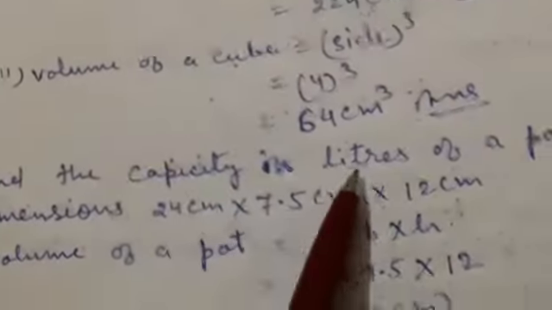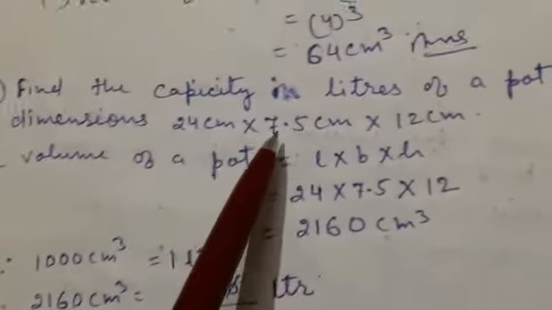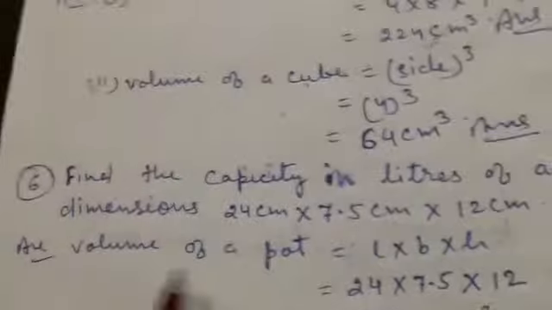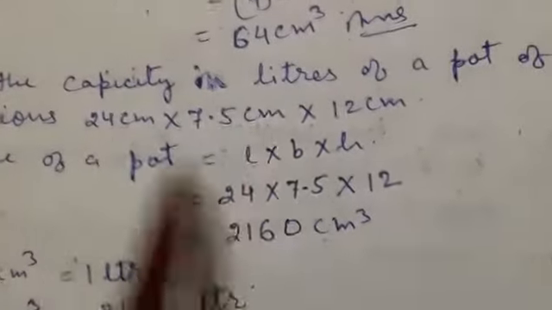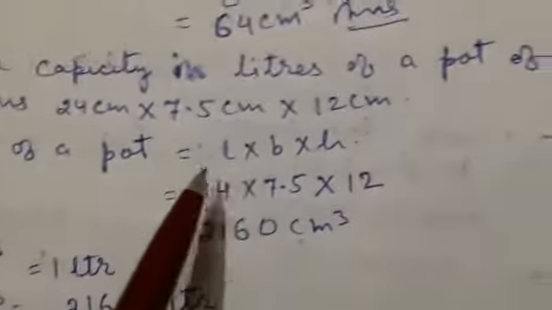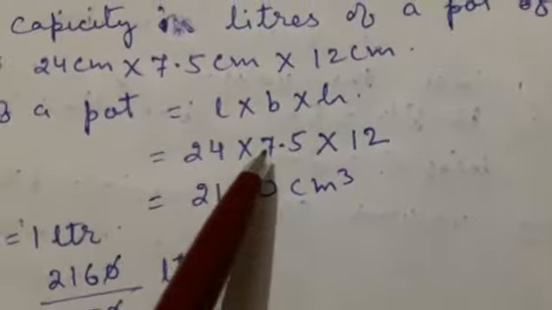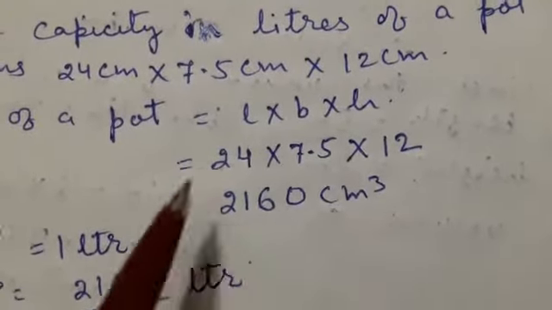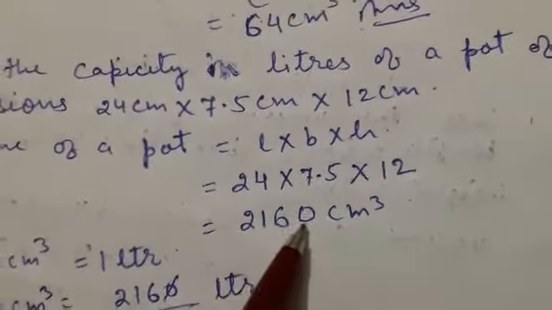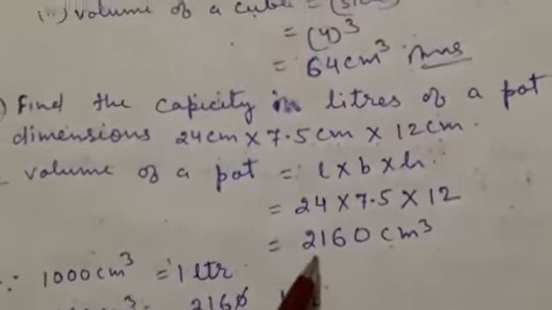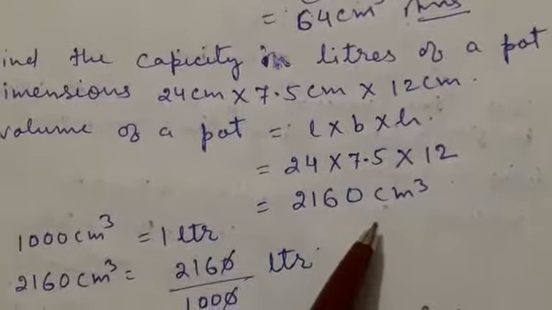Find the capacity in liter of a pot of dimension 24 centimeter into 7.5 centimeter into 12 centimeter. Let us see. The pot is in cuboidal form. So as we know, volume of a cuboid is equal to length into breadth into height, equal to 24 into 7.5 into 12, that is equal to 2160 centimeter cube. If you multiply all these three terms, you will get 2160 centimeter cube.